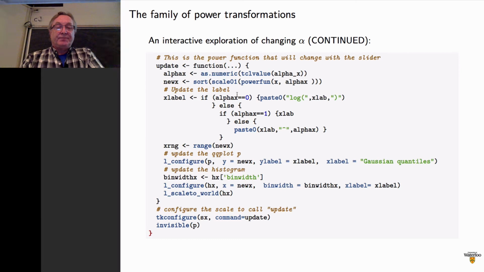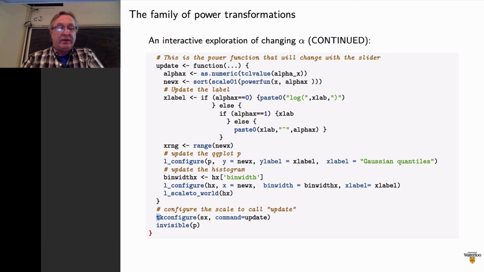get some new power of the data, applying that power function that we wrote, which was just x to the alpha minus 1 over alpha, and then update the plot with this configure command, updating the plot with the new x value for the vertical axis, and updating the histogram as well with the new data. And I'm making sure the histogram scales to the world.